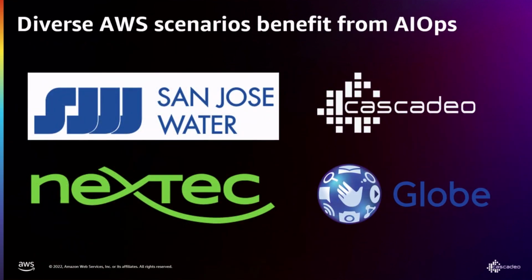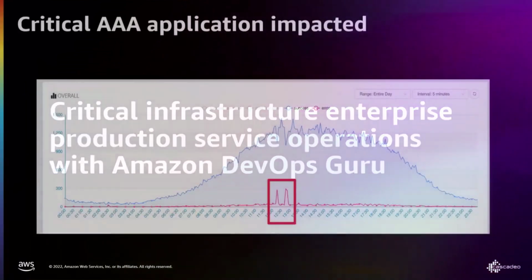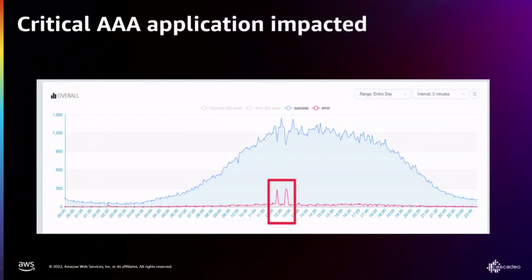We have diverse customers of all sizes and shapes. One of them is a large water utility company. One of them does ERP systems. One of them is a giant telco. And then we ourselves, as it turned out, are also a major customer of these tools, because we develop a platform called Cascadeo.io that we use to operate other people's cloud deployments. So I'm going to show you first major enterprise customer production service incident with DevOps Guru. This is a critical authentication, authorization, and accounting system that serves a very, very large number of customers.